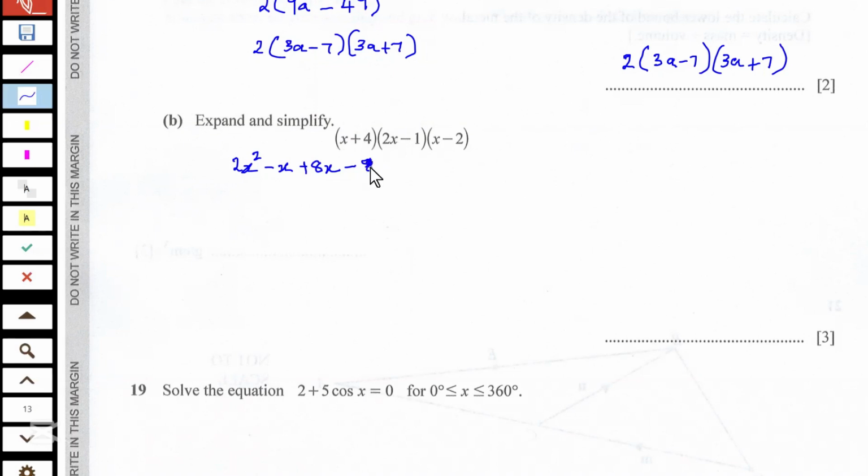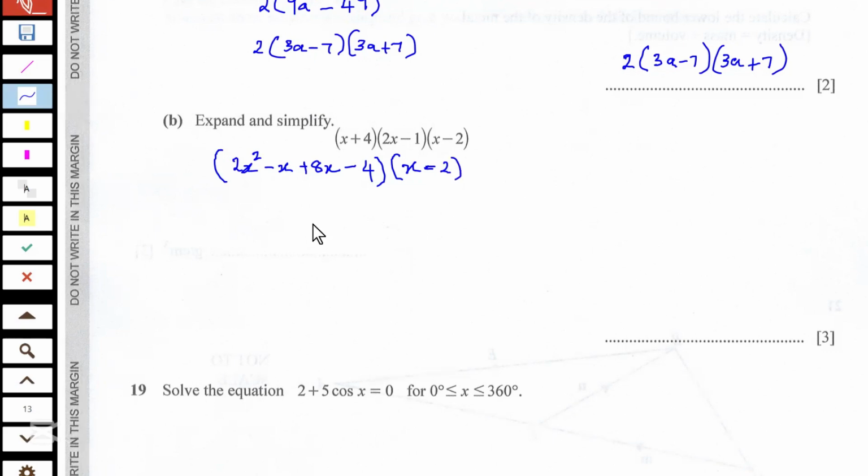It's going to be negative 4 because 4 times negative 1 is negative 4. Now, after expanding the first 2 brackets, we can now introduce the last bracket, x minus 2.